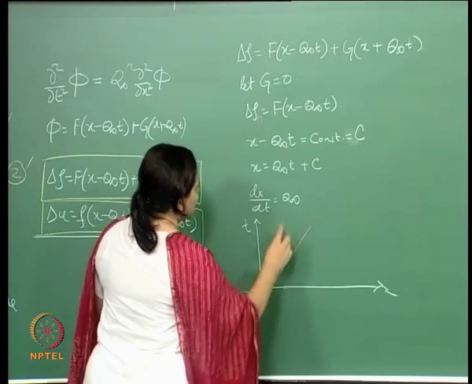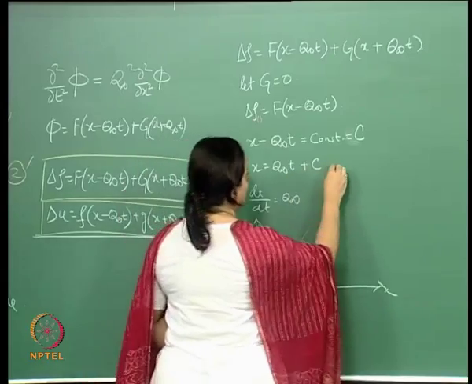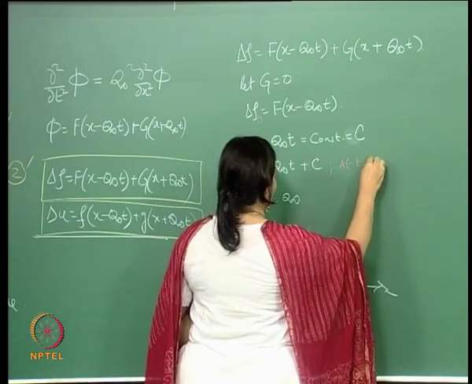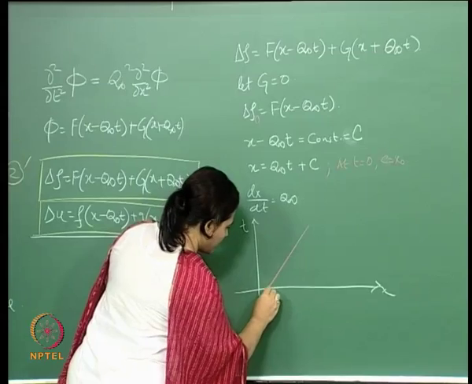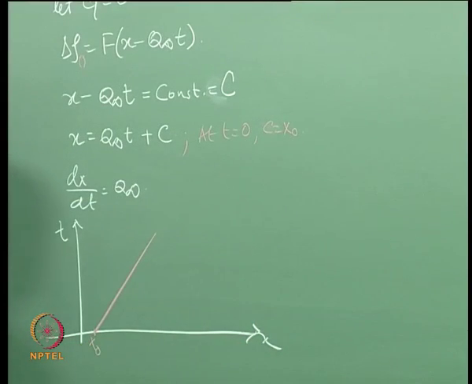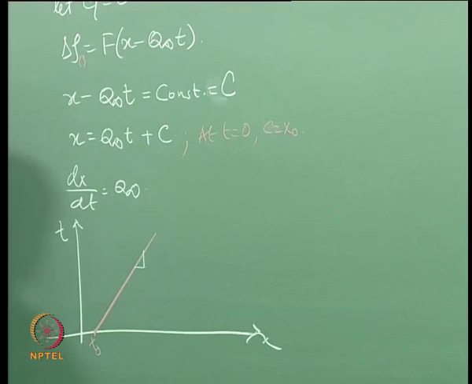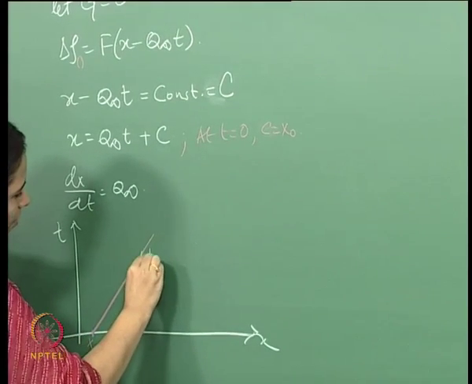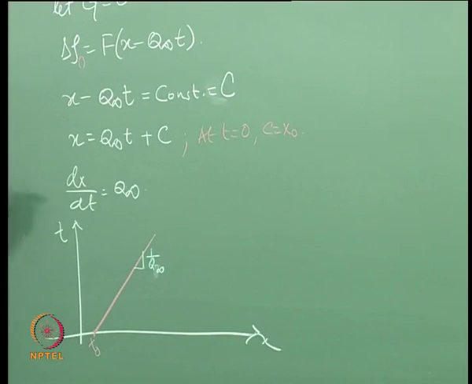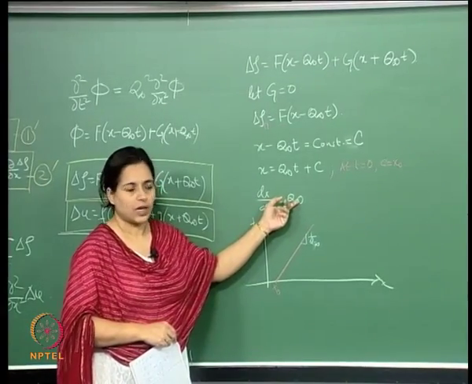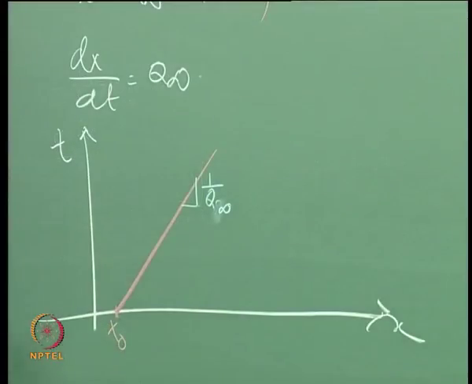Let us say at t is equal to 0, c is equal to x naught. So, let us say this is my x naught, and the slope of this line is one by q infinity, isn't it? Because dx by dt is q infinity. The slope of this line in this plot is actually dt by dx. So, what I have is a line like this.